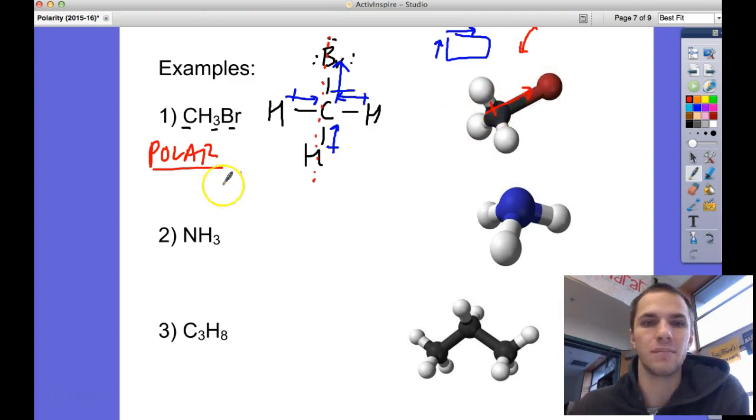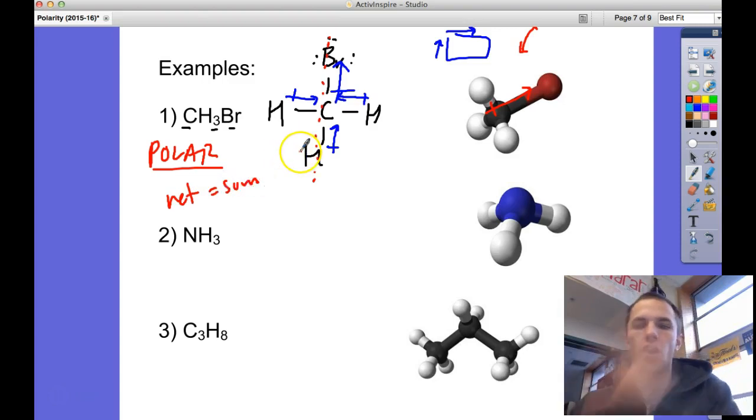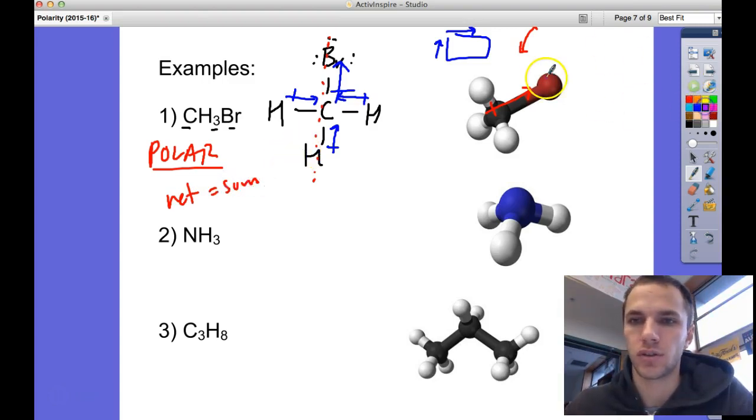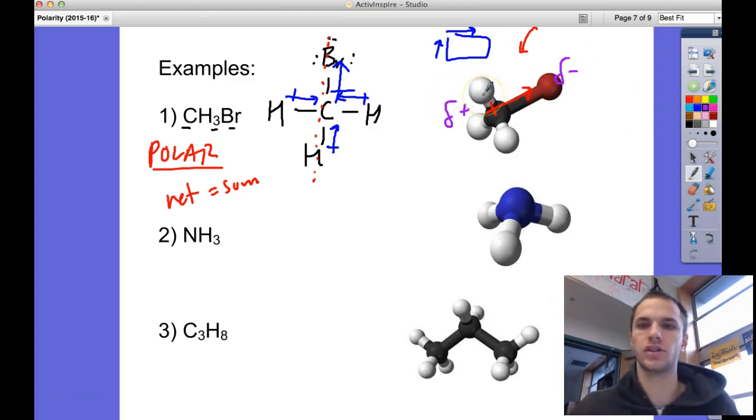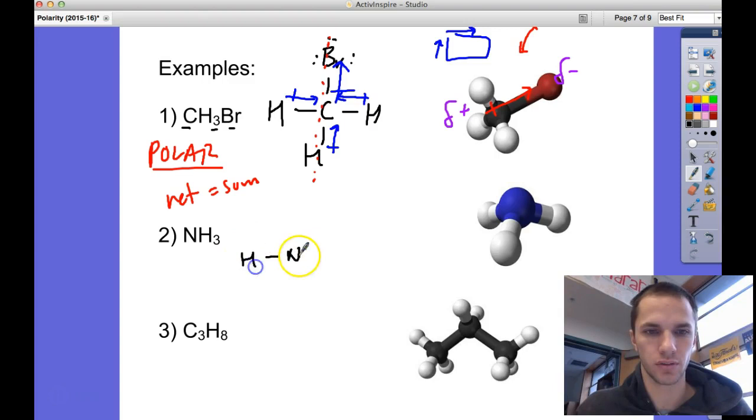By net, I mean sum. A net dipole equals the sum, the overall dipole of the molecule. So as a result, there's a slightly negative charge here and a slightly positive charge on this end of the molecule. What about NH3? For NH3, the Lewis structure would look like this.